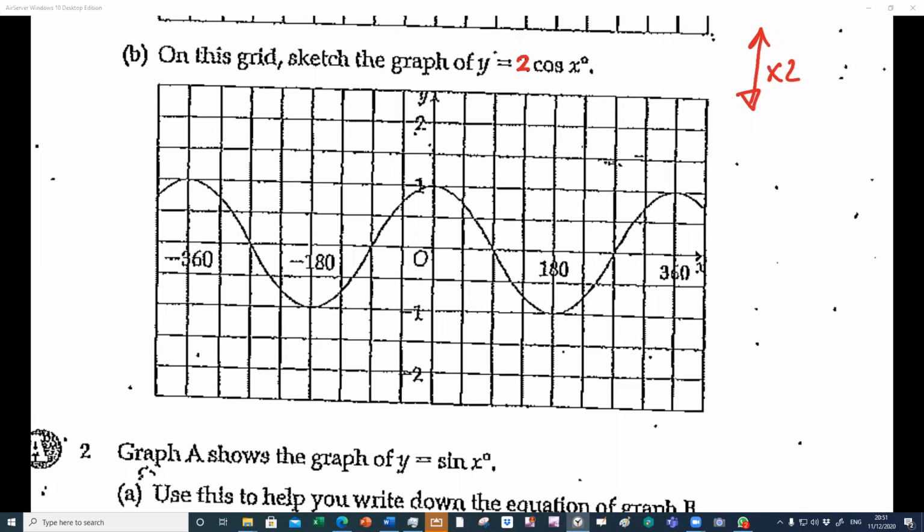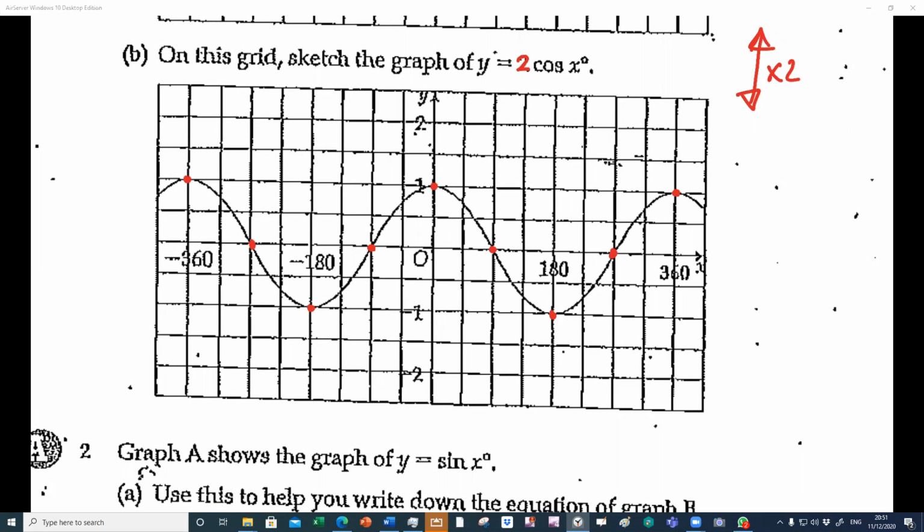We are stretching it. We are stretching the graph. We're not translating the graph. We are multiplying all the y values by 2. All of the y values. So if I put a dot here, and if you look at the y values of that dot, we're going to transform those dots, those y values. That's what we're representing now.